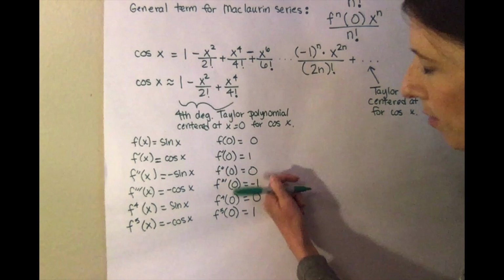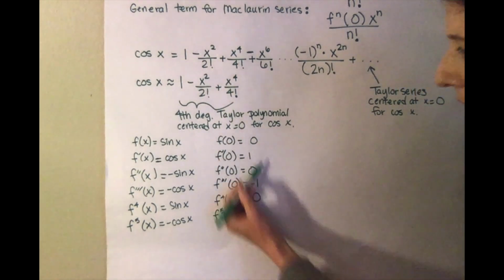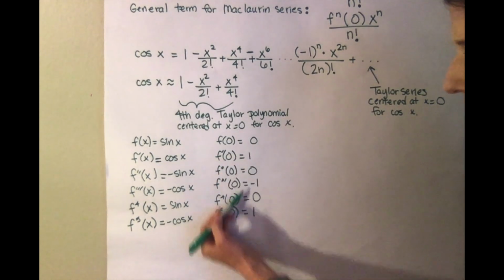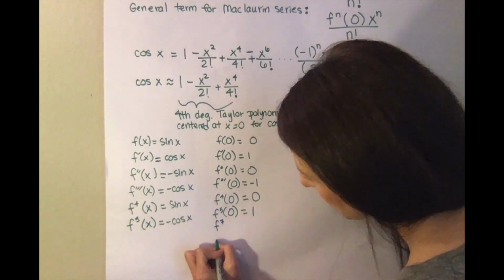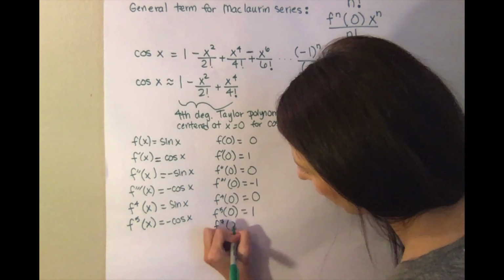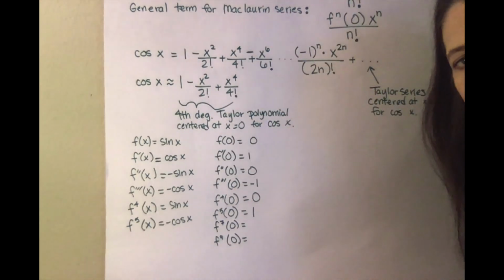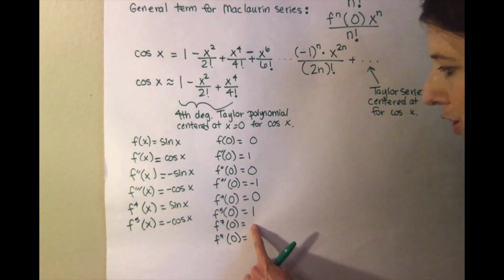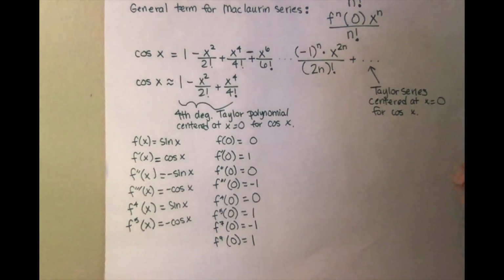So notice that when n is equal to an even number, 0, 2, 4, those derivatives are equal to 0. So we're only needing the odd derivatives. So if we just continue this pattern a couple more, just so we have more terms for our Maclaurin series before we write our general term. So the 7th derivative would be, again, a -1, and the 9th derivative evaluated at 0 would be a +1.